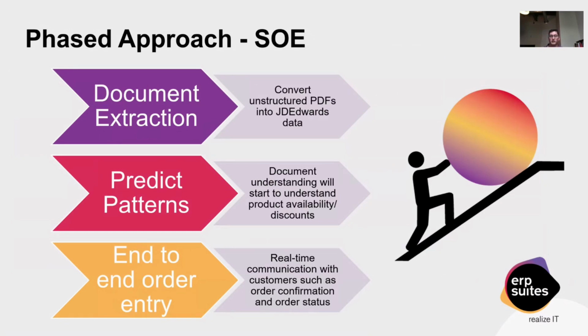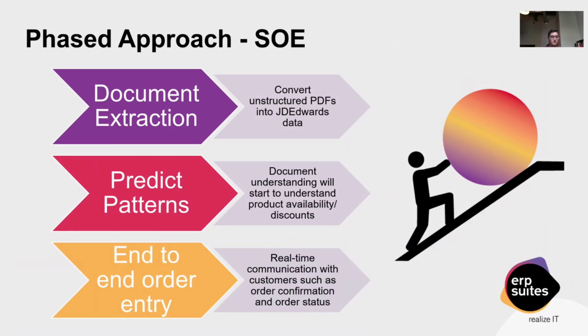What would the future look like? So we'll start with that top one. That's really phase one, the document extraction: converting unstructured PDFs into JD Edwards data, and actually uploading those PDFs into JD Edwards. That's phase one. That's the automation piece.